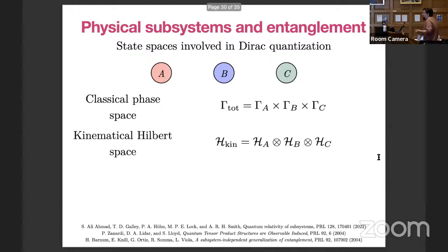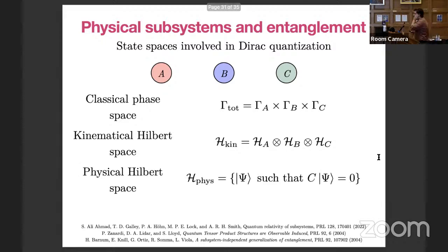And then if we wanted to quantize that, we'd put hats on everything, and we would get what we would call our kinematical Hilbert space, where this is just the Hilbert spaces associated with each one of these phase spaces, and we take the tensor product of them together. But then Hal was pointing out, in his talk on Monday, that when we have constraints, this notion of tensor product might not survive.